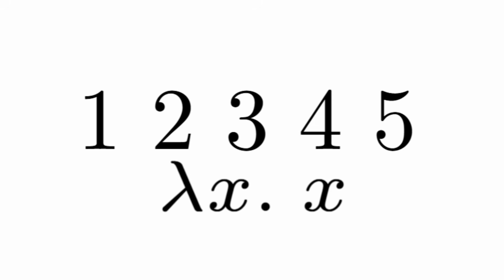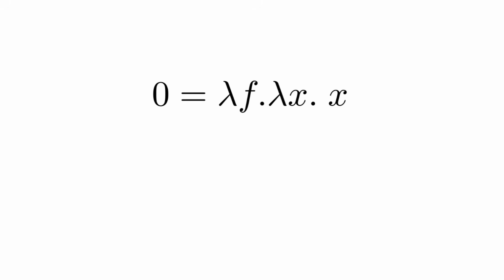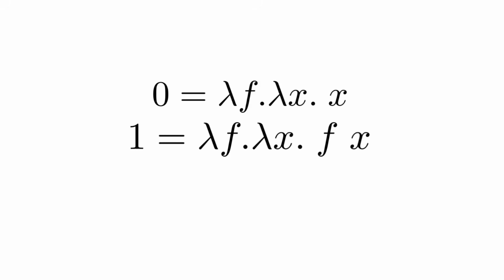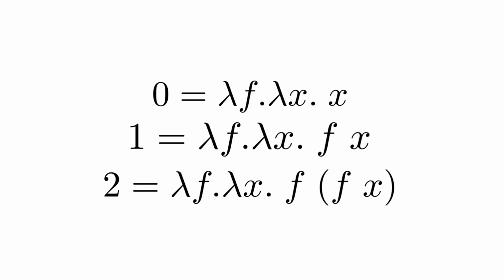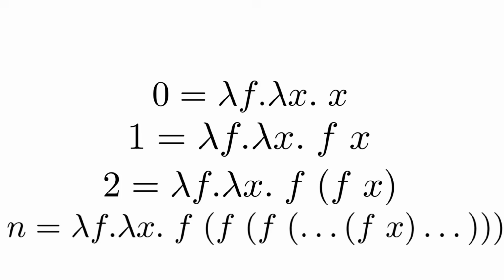So how do we get numbers? Well, just like everything else, numbers are functions. How we represent numbers is like this. 0 equals lambda f dot lambda x dot x, 1 equals lambda f dot lambda x dot fx, 2 equals lambda f dot lambda x dot ffx, and so on, with the number being the number of f's.